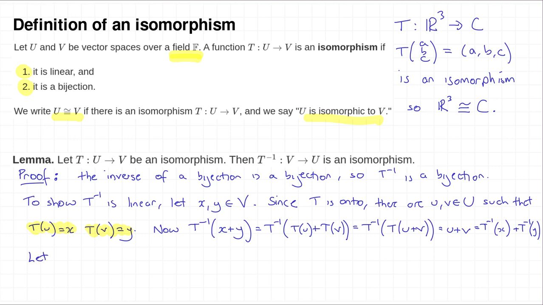For the second linearity property, the one about scalar multiples, let's suppose we have an element L of the field over which U and V are vector spaces. And we'll again take an element x in V. For the same reason as before, x is T of u for some u in U.